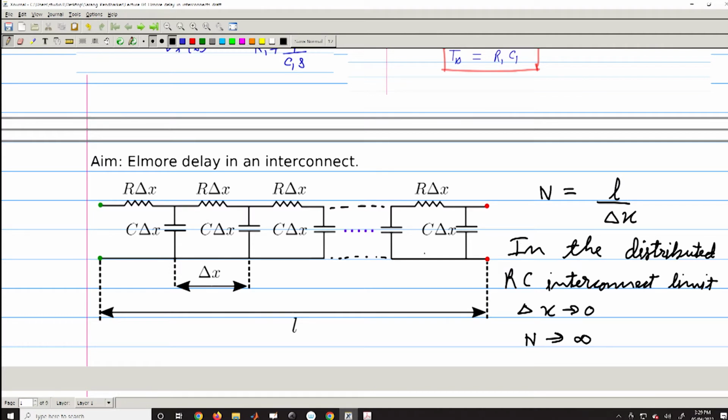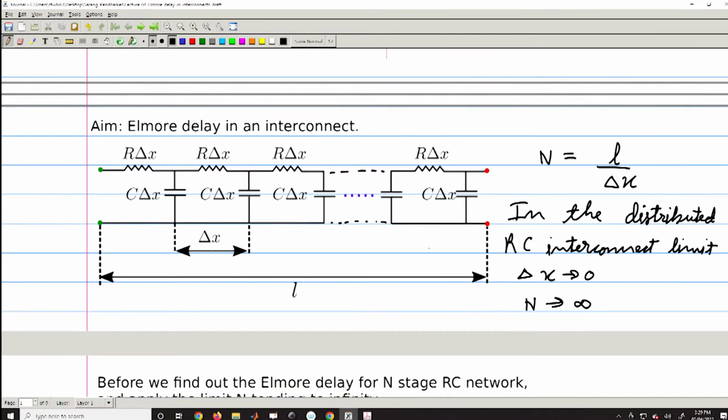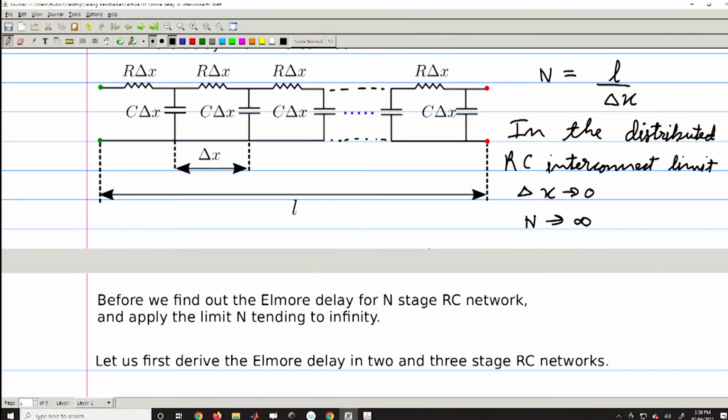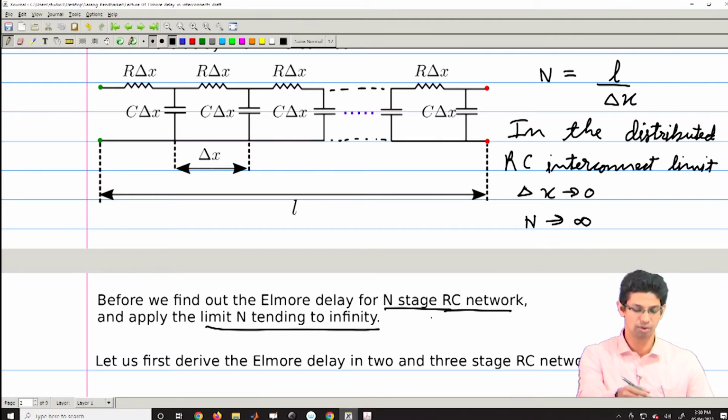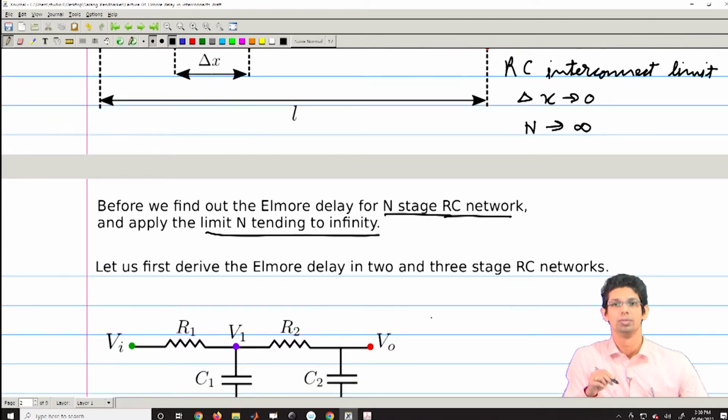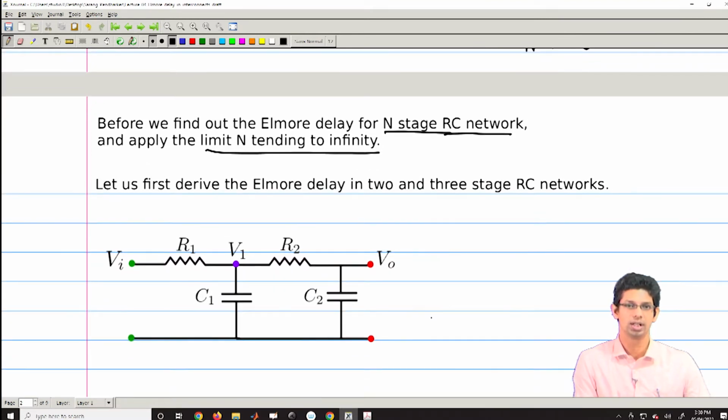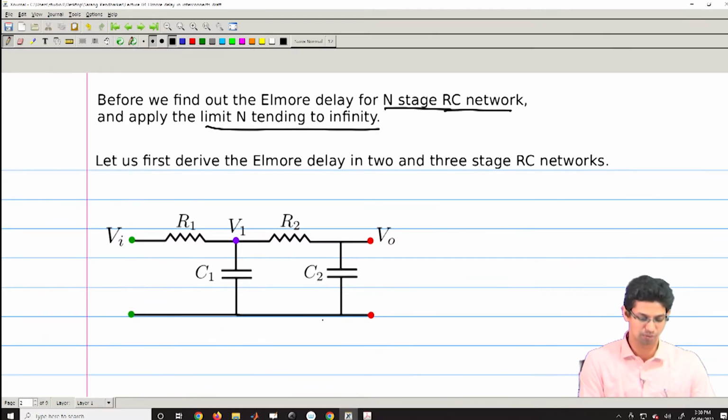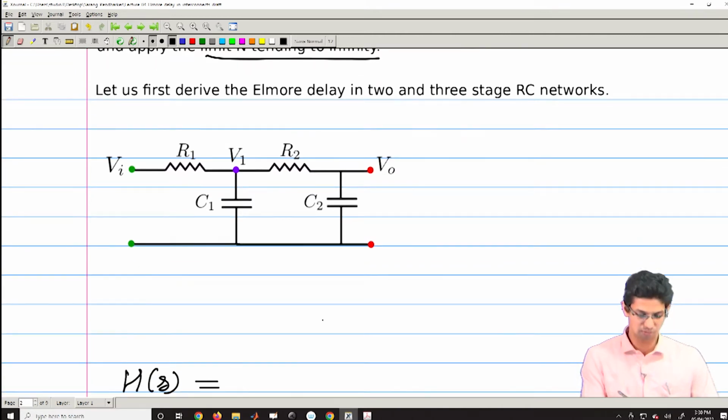Before we can tackle a problem like this, let us start with simple cases of 2 stages and 3 stages. We first need to get what would be the Elmore delay for n such RC stages of networks, and then we have to apply the limit n tending to infinity to get what will be my Elmore delay. But before that, let us first start simple. Let us take the case of 2 networks. For a single case, R1 C1, we solved it in the previous lecture. What happens if you have 2 such stages? Here let us see what we can do.